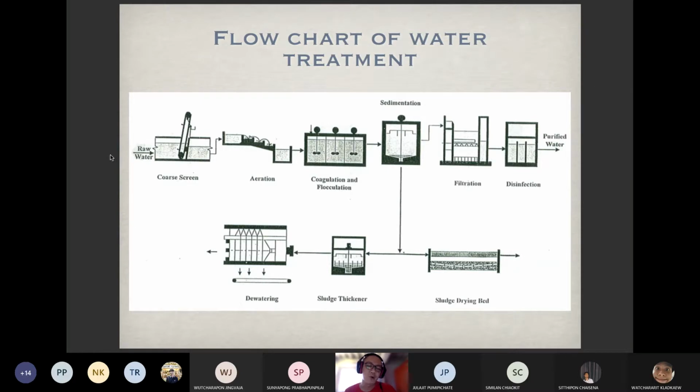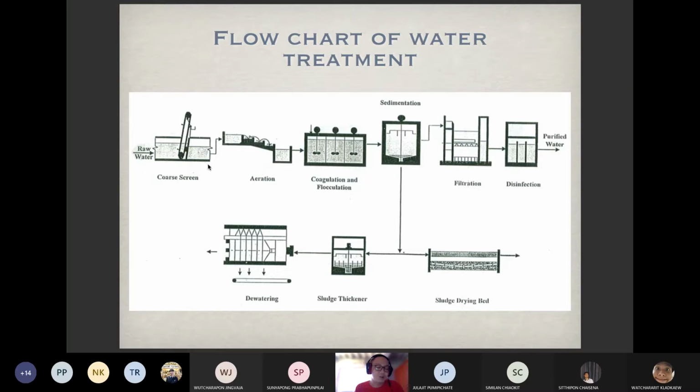So the water treatment plant begins with the coarse screen. This unit is normally used for large objects, the big objects or the big particles. So we use this one to remove the large objects, to separate the big objects from the water.